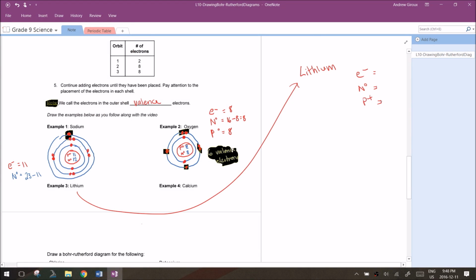So our protons are going to be the same as the atomic number, and our number of electrons is the same as the number of protons, and our neutrons are going to be our atomic mass minus the atomic number, so we are going to get 4. Start by drawing our nucleus.